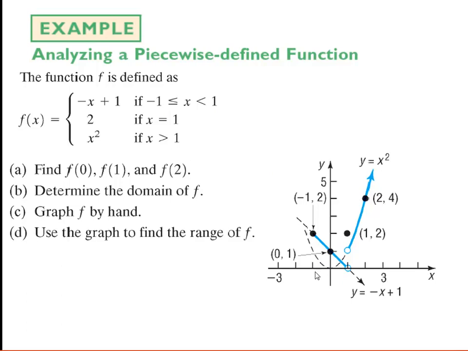Now I want to point something unique out to you here. -1 is allowed to be included in the domain, so I'm plotting that point here. X equals 1 is not allowed to be included in the domain, so I'm going to leave that as an open hole. So this is the first piece of my piecewise defined function. It's the line negative x plus 1. I've deleted the pieces I don't want, and I'm keeping the piece that I do want.